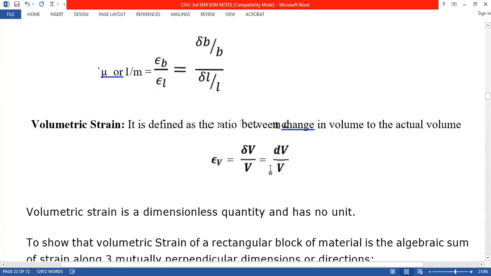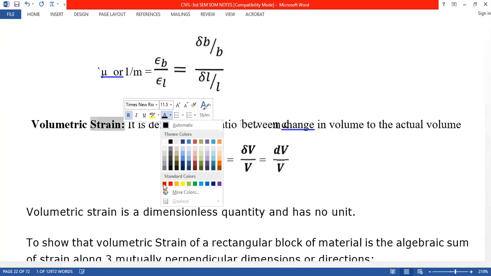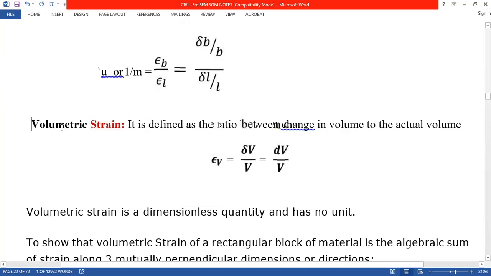Change in volume can be defined as delta V, or you can call it dV. Volumetric strain is also similar to the strain only. In strain, what we have discussed is the change in length to the original length, but volumetric strain completely depends on volume. So here change in volume happens. Change in volume to the original volume, you can call it a volumetric strain.